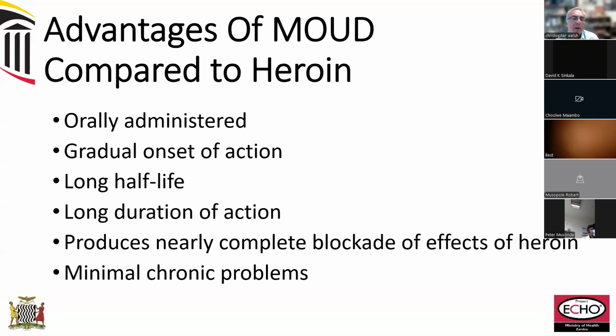So again, people wonder, well, why put somebody on methadone if they're already using another opiate? These are some of the big advantages. It's orally administered, not injected, has a much more gradual onset, longer half-life and duration of action, and can produce pretty clearly complete blockade of the effects of heroin. And there are some side effects and issues to be aware of, but most people don't really have a lot of chronic problems from methadone. Next slide.